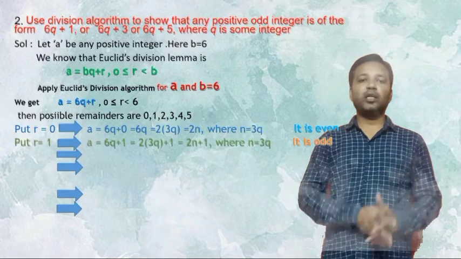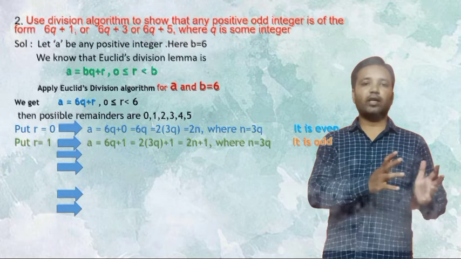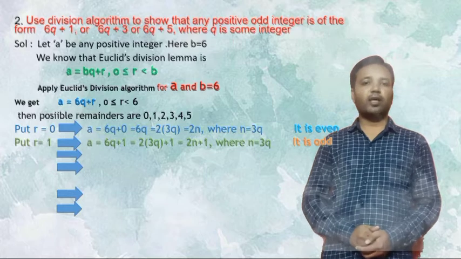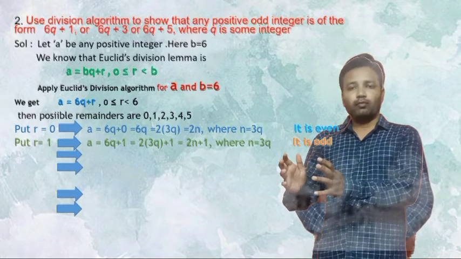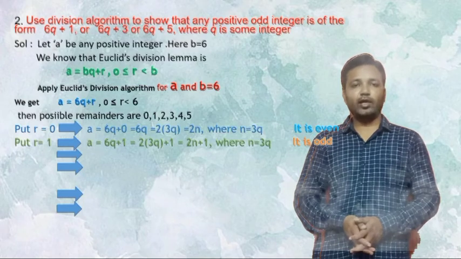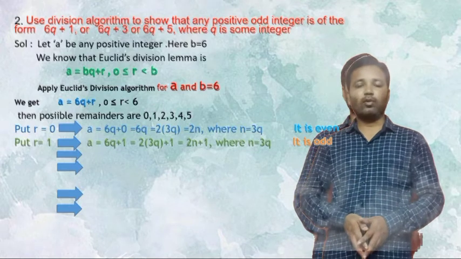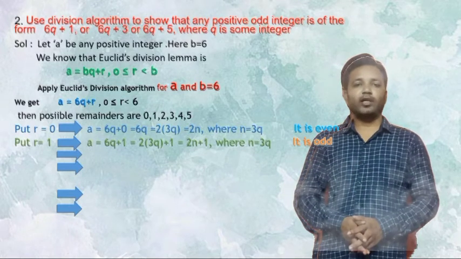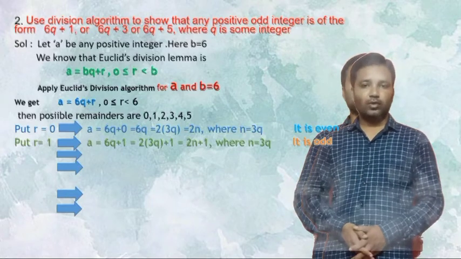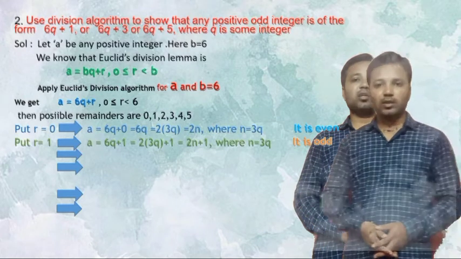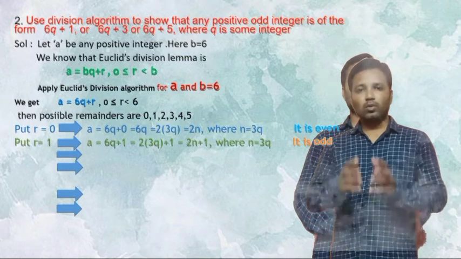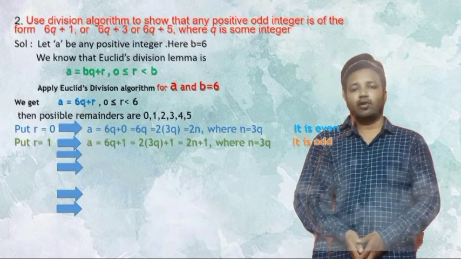Let us put r is equal to 1. If you put r is equal to 1, we get a is equal to 6q plus 1. So it can be expressed in the form of 2 into 3q plus 1. Here n is a variable which represents 3q. So the entire step is written in the form of 2n plus 1, where n is equal to 3q. According to the definition of an odd integer, 2n plus 1 is the general form to represent any odd number. So it is classified as an odd positive integer.